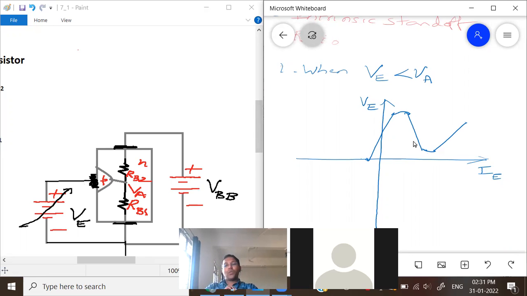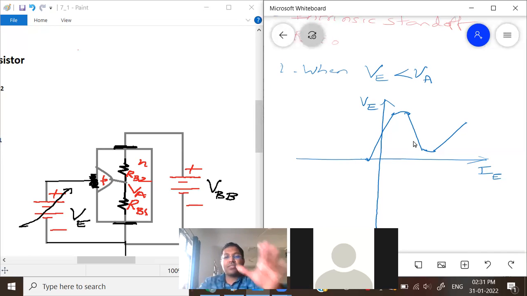Very much similar to your tunnel diode. Just see, very much similar to the tunnel diode. The only difference is that in the tunnel diode, the x-axis is voltage and the y-axis is current. Here it is different: the x-axis is current and the y-axis is voltage. The shape of the characteristics is similar.